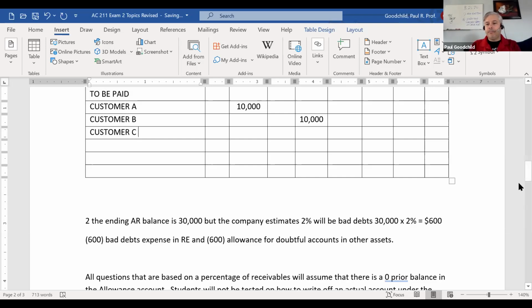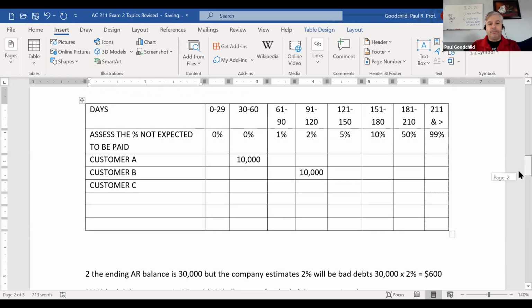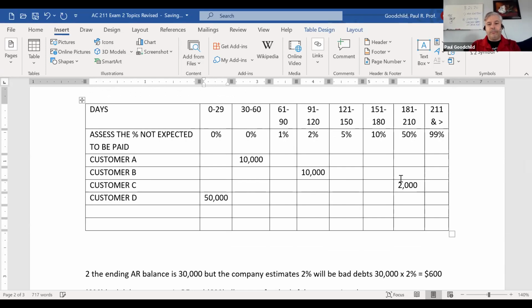C has 2,000 out here. D. Okay. And so what you would do is just kind of multiply them to get these percentages.